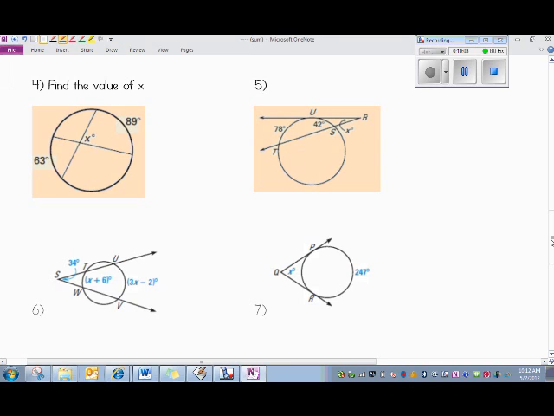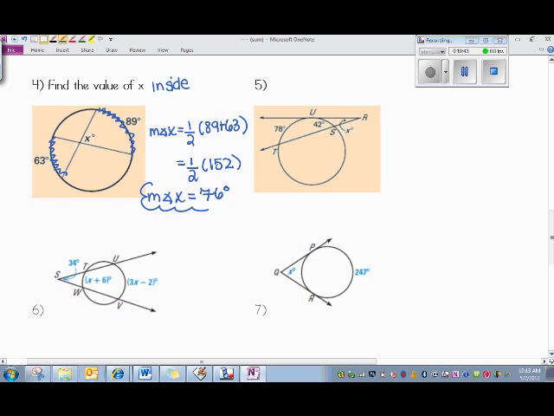Let's do 4 and 5. So here I have inside the circle, and inside the circle means you're going to add the arcs. So it's the sum, okay? So measure of angle x is equal to 1/2 the sum of its intersected arcs. And in this case, that's 89 plus 63. Okay, 89 plus 63 is 152. So in this case, the measure of angle x is equal to 1/2 of 152, which is 76 degrees.